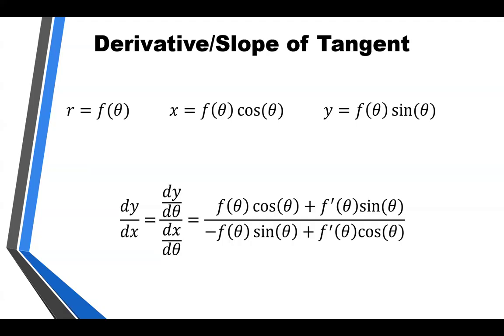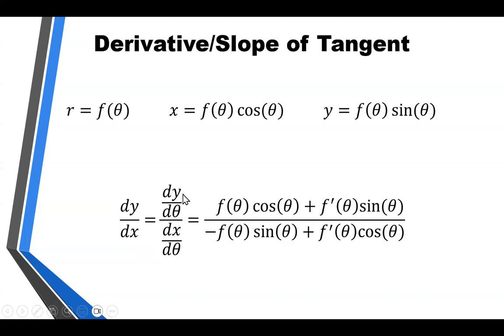When I do the conversions, x is equal to r cosine theta, y is equal to r sine theta. So f function of theta times cosine theta is my x value. F of theta times sine of theta is my y value. Now, the derivative of y with respect to x, that is the standard derivative in rectangular form, which gives us the slope of the tangent line, is like change in y divided by change in x.